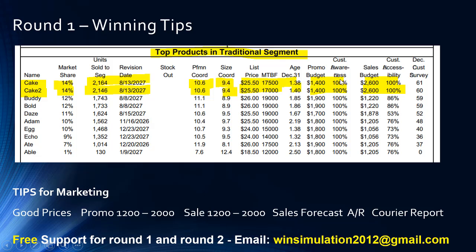After customer awareness and customer accessibility reach 100%, we can reduce that to 1,400. So the tips for marketing are good prices, promotion from 1,200 and then 1,400, maybe 2,000 if we focus on 1 or 2 products in 1 or 2 segments in the first round. And we need to calculate the sales forecast carefully based on the number of units we sold from last round, and set account receivable to 35 days, 40 days if you want to give customers favorable conditions. This we find from the Courier reports.